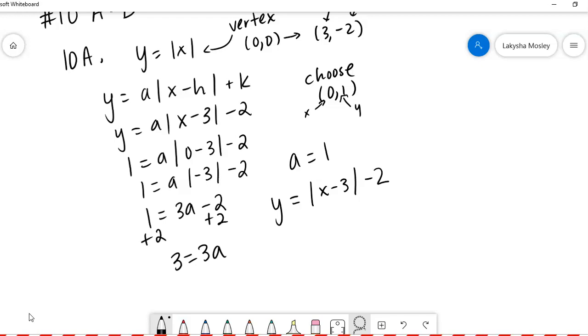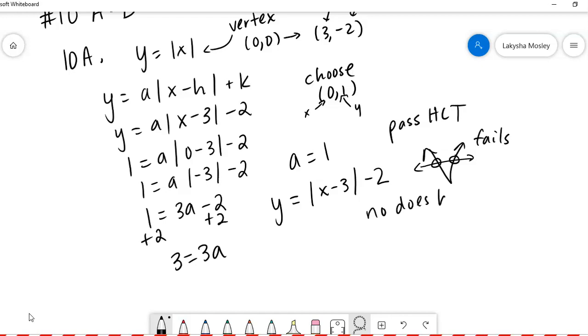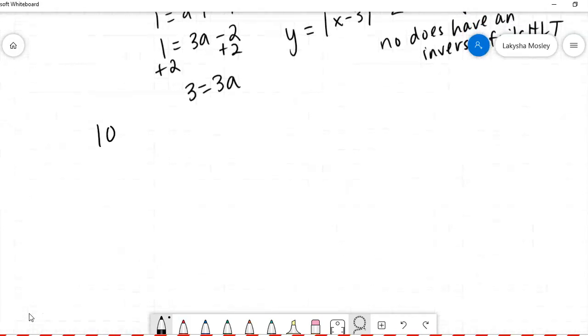When it asks, is this an inverse function? Remember, if it's an inverse function, the original function has to pass the horizontal line test. When I think about this absolute value function, if I put a horizontal line, you see it fails. Since it fails, the answer is no, y or y not does not have an inverse because it fails the HLT. And that's that. So let's go on to 10B. You can pause it as you need to.